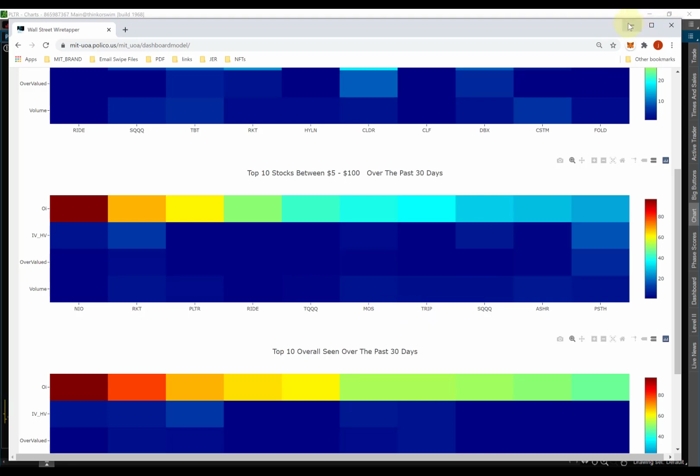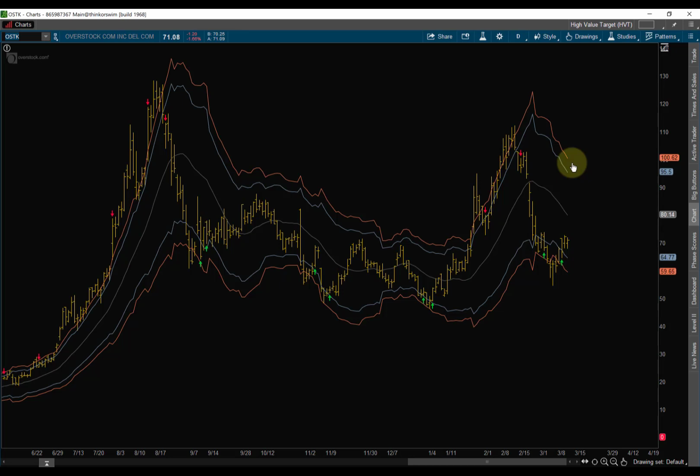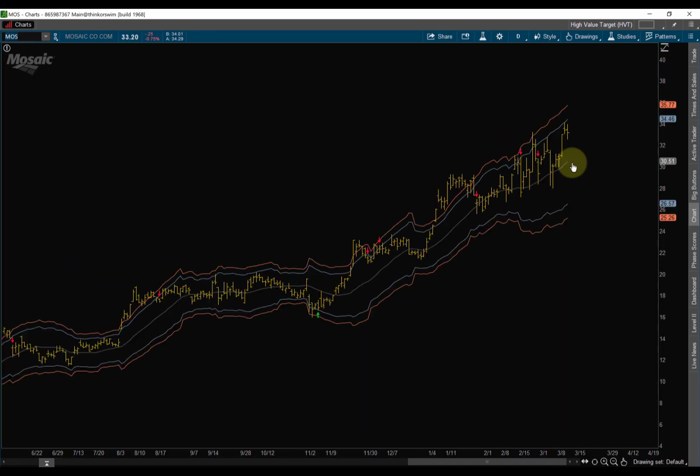Moss, Trip. Moss right here, Mosaic. For me, I'd lay off this. Trending higher, we're getting these sells, but it's not really working. It just keeps going higher. For me, I'd rather stay away. I'd rather go to names that are gyrating more, like an Overstock. Overstock to me looks like a really good buy. Moss to me looks not so much fun. I'm going to take a pass.